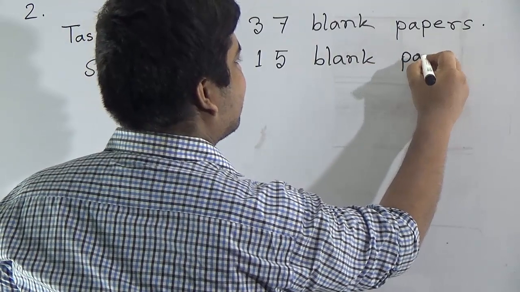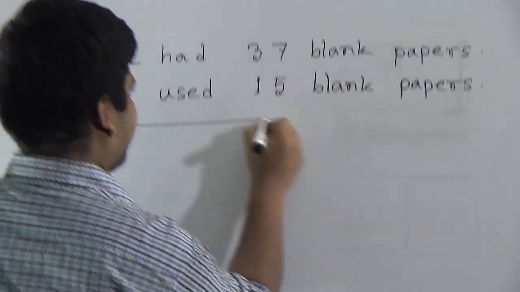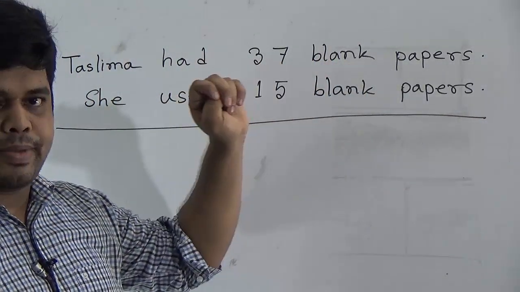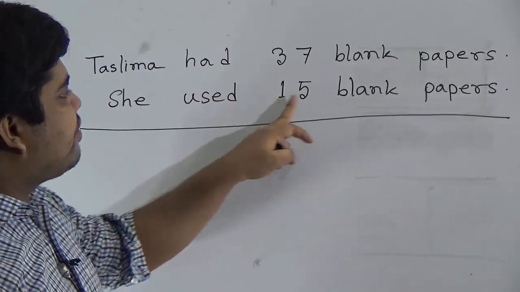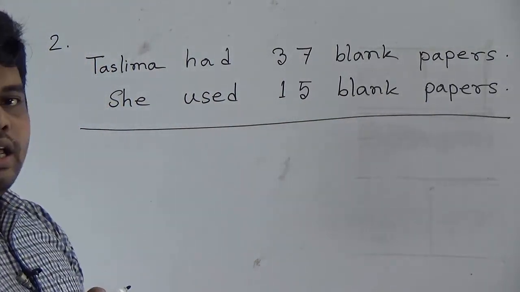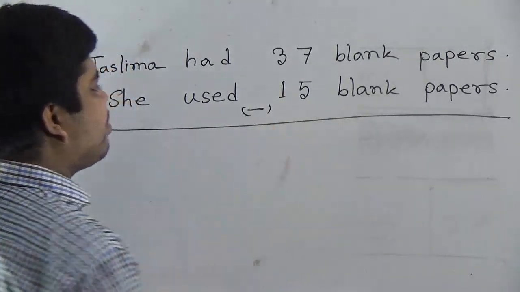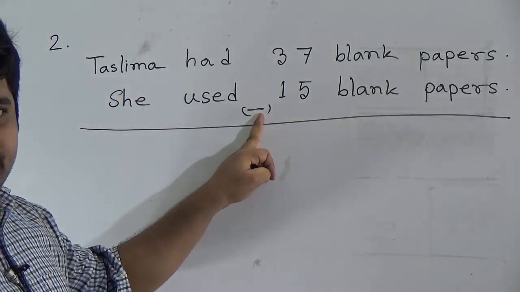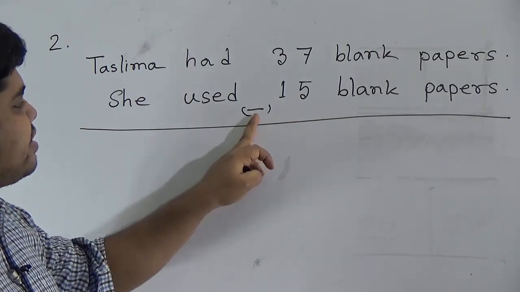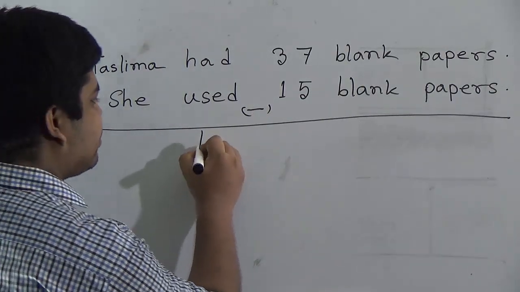My dear students, notice she had 37 blank papers and she used 15 blank papers. So how many blank papers were left with her? That means we do subtraction. You must write the minus sign. If you don't write the minus sign, then some marks are deducted from your answer script. Okay, now left.